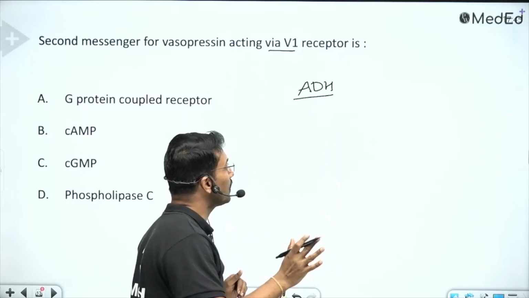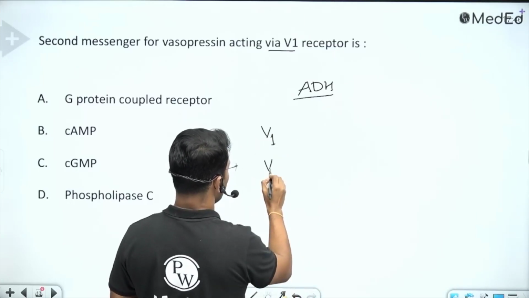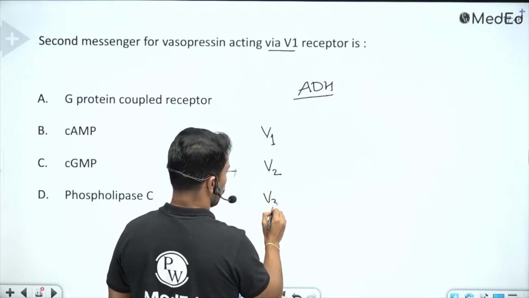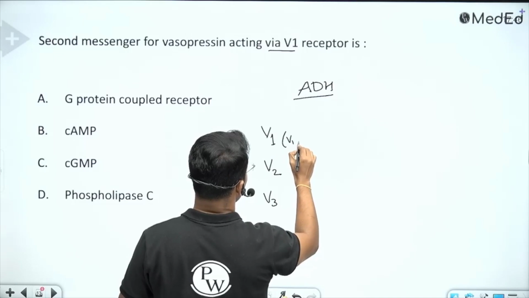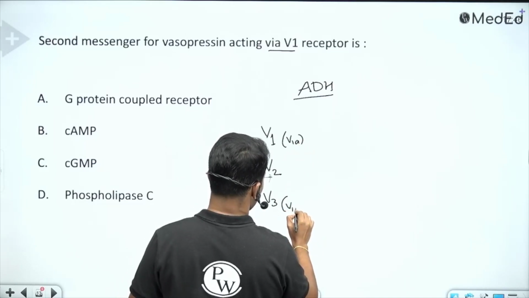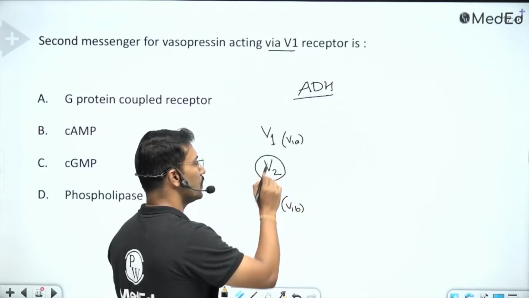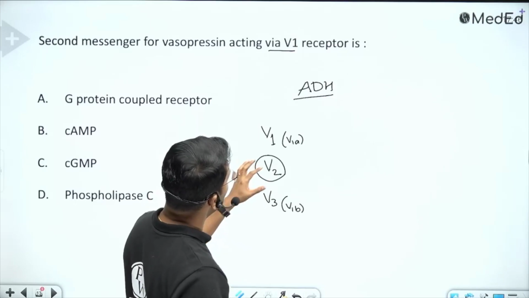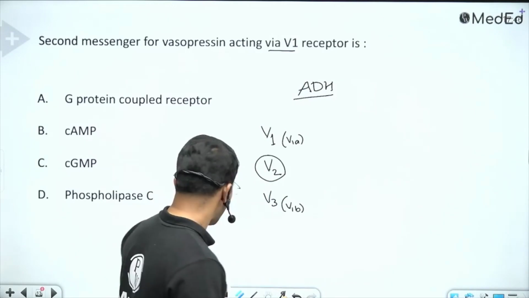Now this has three receptors. One is called V1 receptor, V2 receptor, and V3. I think I have told you in the videos also that V1 can also be called V1A, and instead of calling V3, we can also call V3 as V1B. The receptor of interest for me is always V2 because the most important role of the antidiuretic hormone is in the kidneys, which are expressing V2, right?